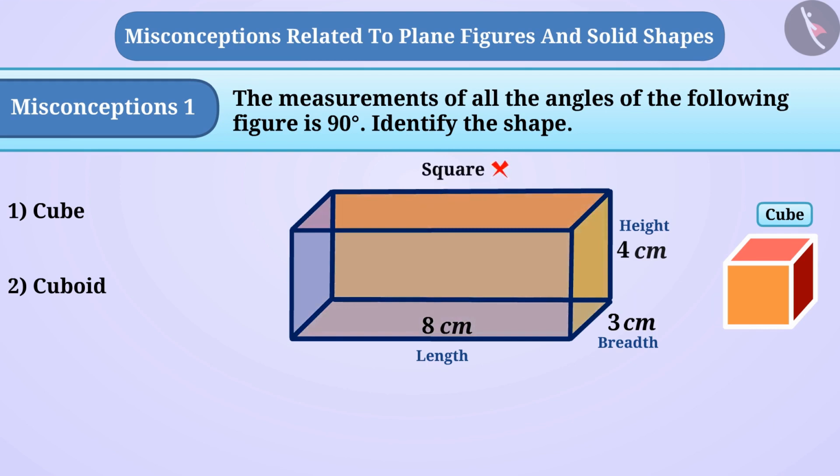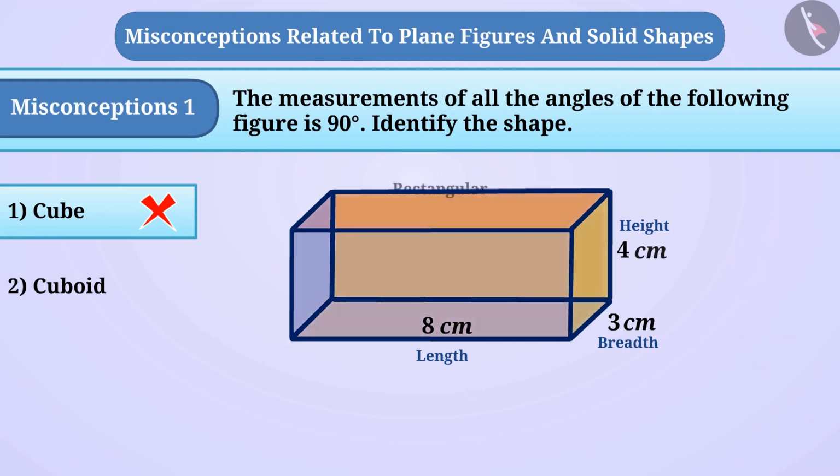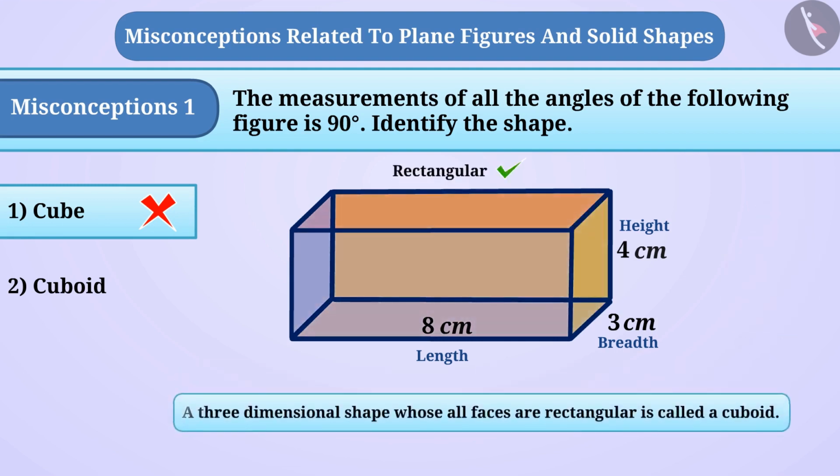They answer option 1, which is a wrong answer. All the faces of a cube are square shape. All faces of the given shape are not square shape. So, this shape is not a cube. But all its faces are rectangular. A three-dimensional shape whose all faces are rectangular is called a cuboid, which is option 2. This means that option 2 is the right answer.